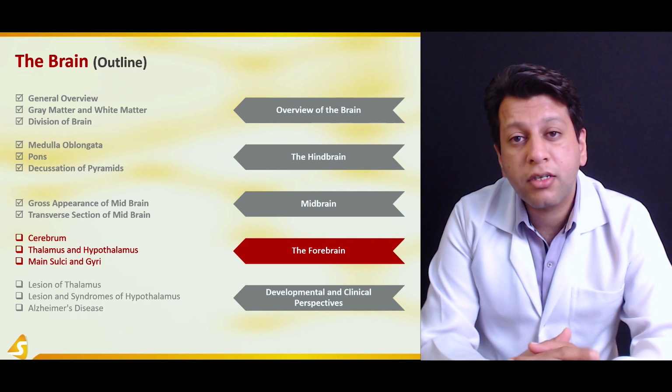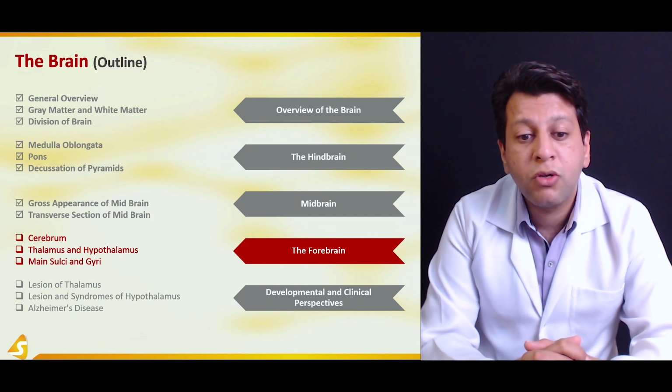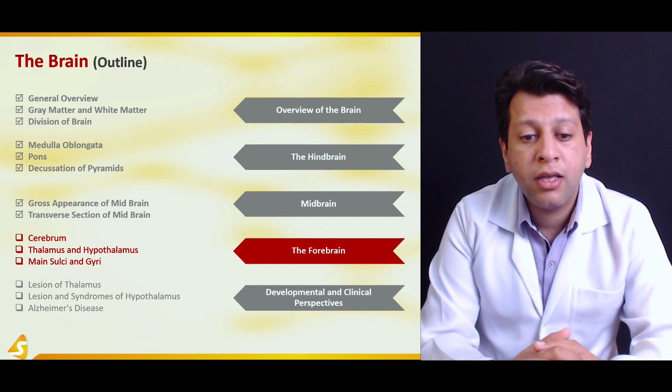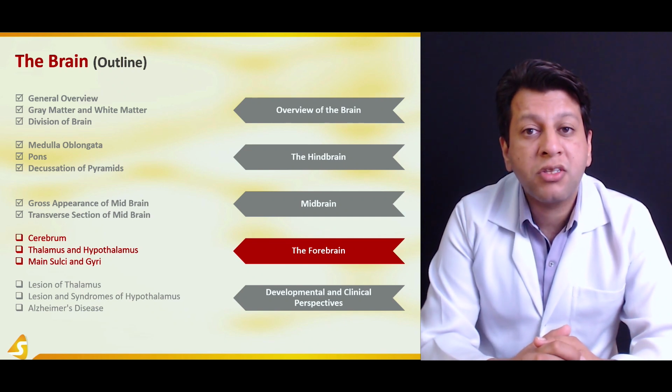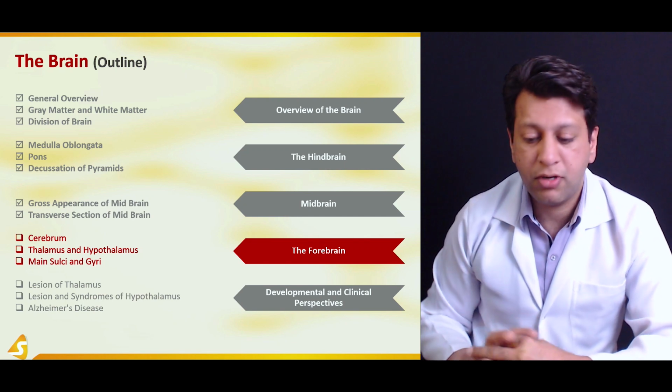We'll be briefly discussing the cross structure of the cerebellum. We'll be going through the thalamus and hypothalamus structures and their nuclei, and we'll be briefly going through the main sulci and gyri of the cerebral hemispheres.